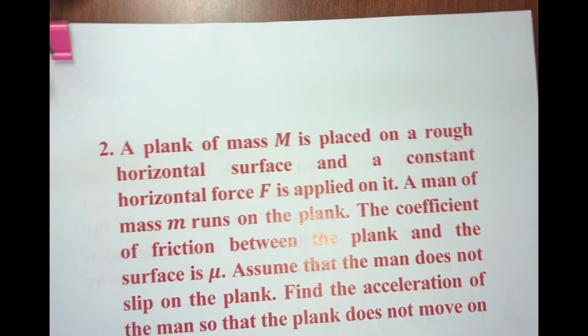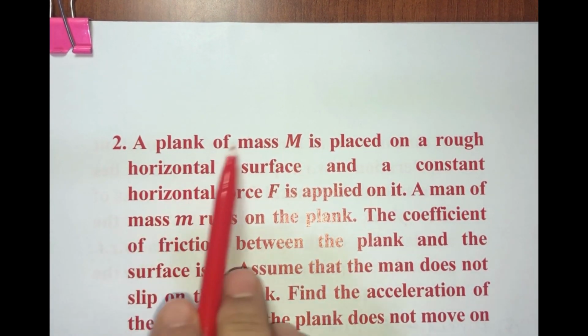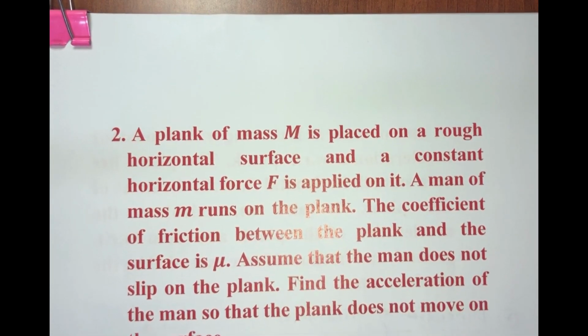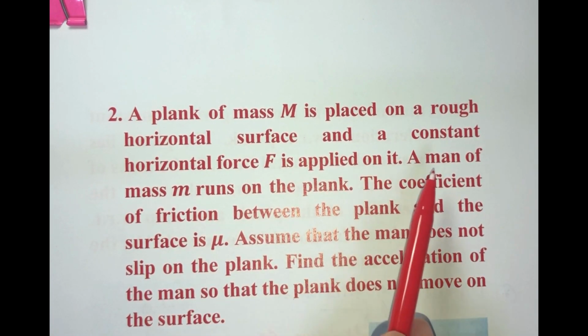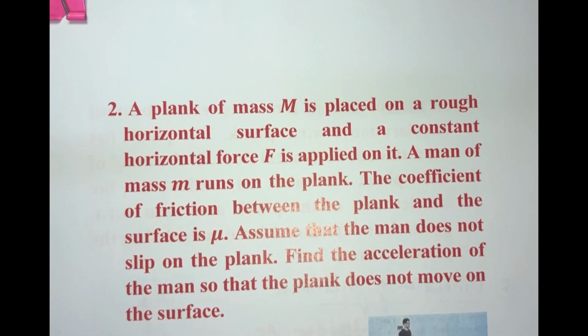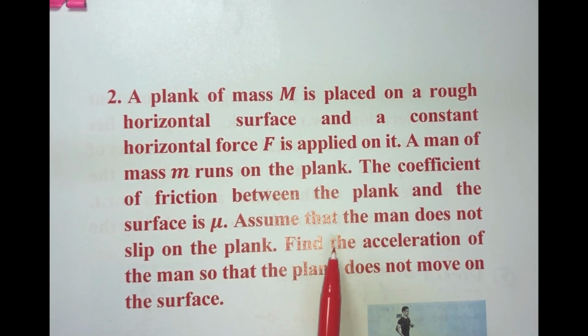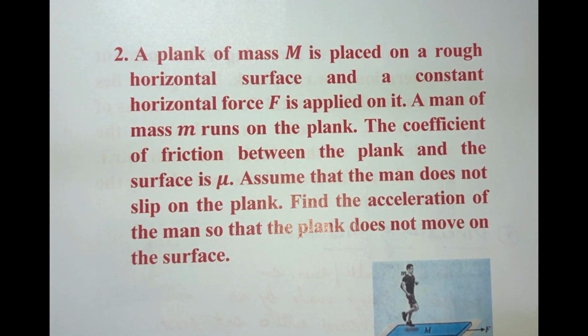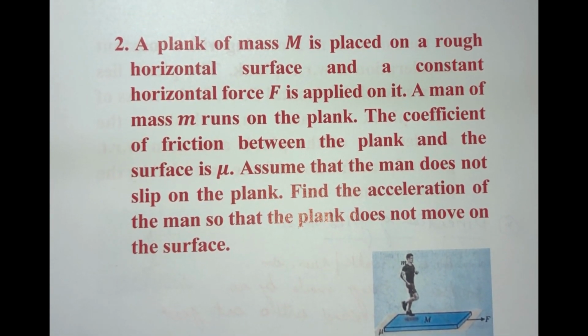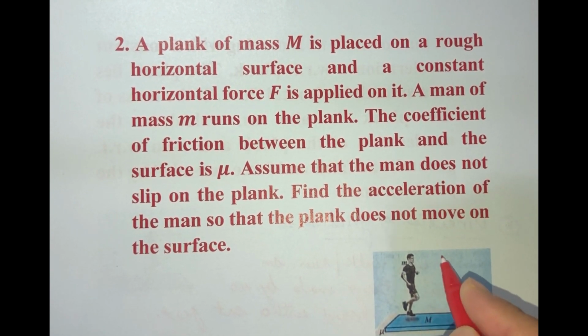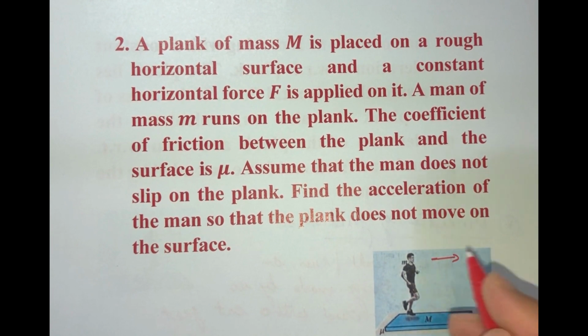Now in the second question, it is given that a plank of mass capital M is placed on a rough horizontal surface and a constant horizontal force F is applied on it. A man of mass small m runs on the plank. The coefficient of friction between the plank and the surface is mu. Assuming that the man does not slip on the plank, find the acceleration of the man so that the plank does not move on the surface. So this is our man and plank. A force F is being applied on the plank and there is a mu, the friction between it. So once again, we assume that it is moving towards the right with the acceleration A.